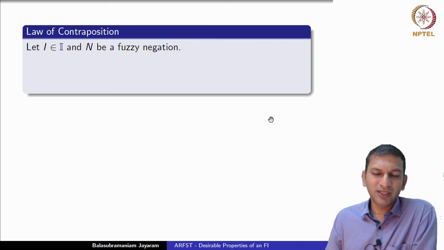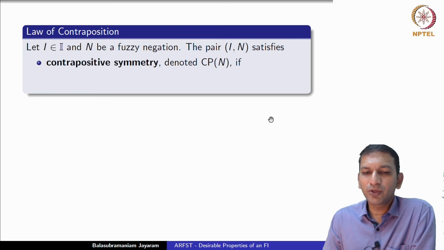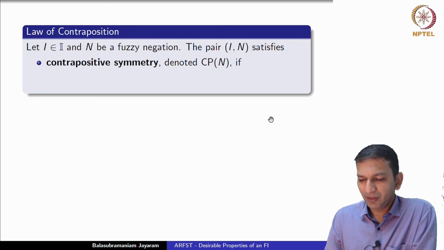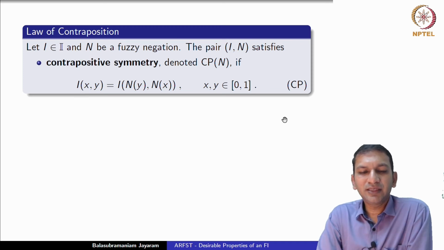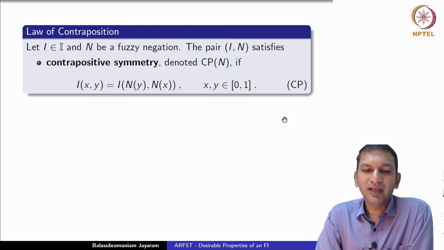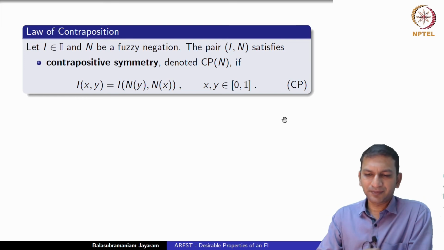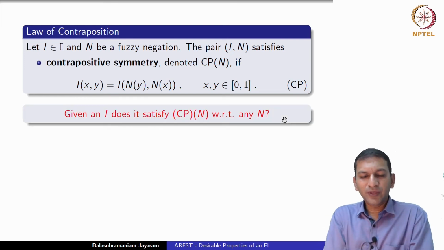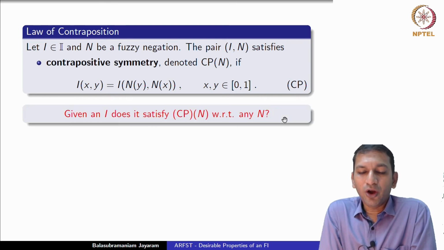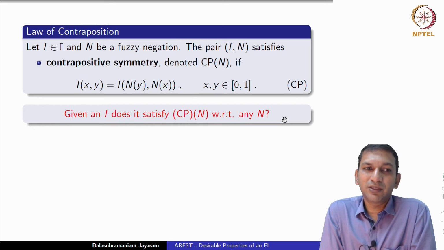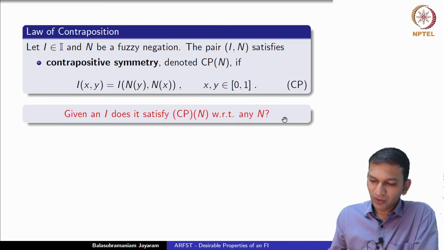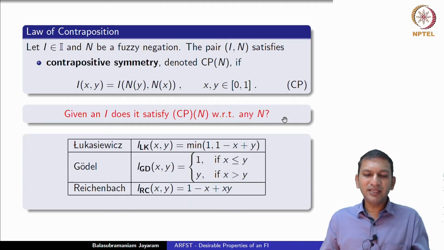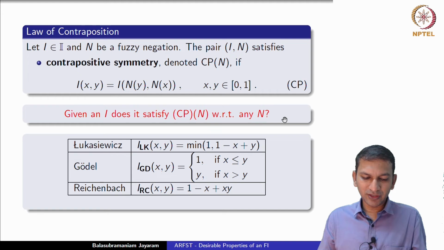So we start with an implication I and a fuzzy negation N, and we say that it satisfies the contrapositive symmetry with respect to a negation N. We will denote it as CP(N) if this equality is satisfied. Clearly, I(x,y) is equal to I(Ny, Nx). Now, the question is, given an implication, how do we know whether it satisfies contrapositive symmetry with respect to any negation, some negation? For instance, let's consider these three fuzzy implications.